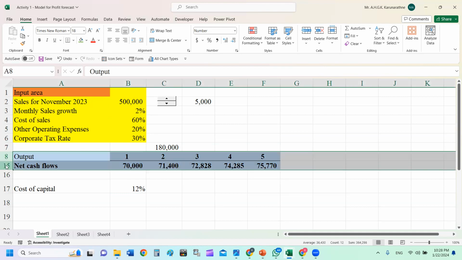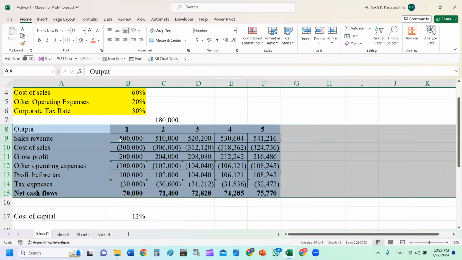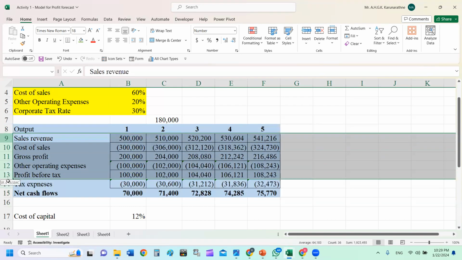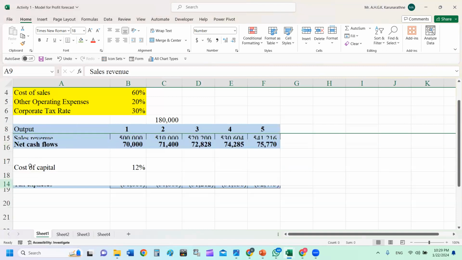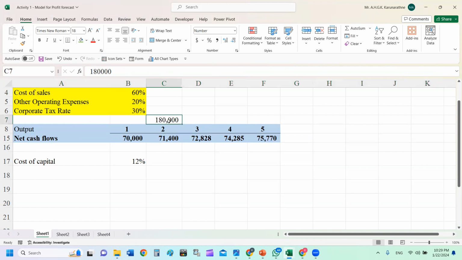When you unhide, this is the way: year 1 sales, year 2, minus cost of sale, gross profit, minus other expenses. Assuming all expenses are cash basis, you reach not profit but net cash. Then these are not needed, you just hide them. Then you have year 1 net cash flow to year 5 net cash flow. The project has a 5-year life. Initial outflow investment 1.8 million. Then you are required to compute NPV.